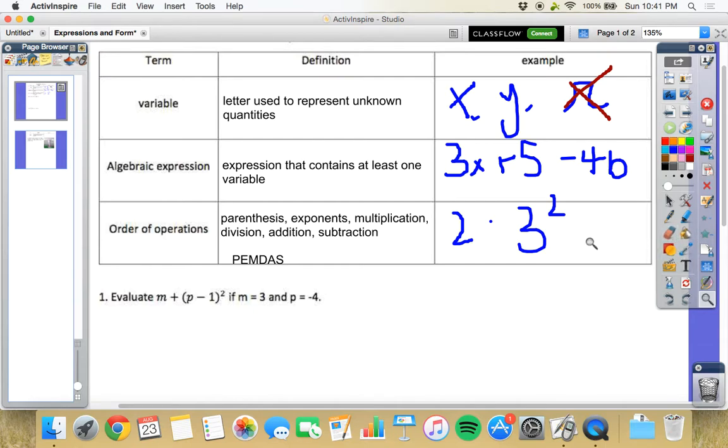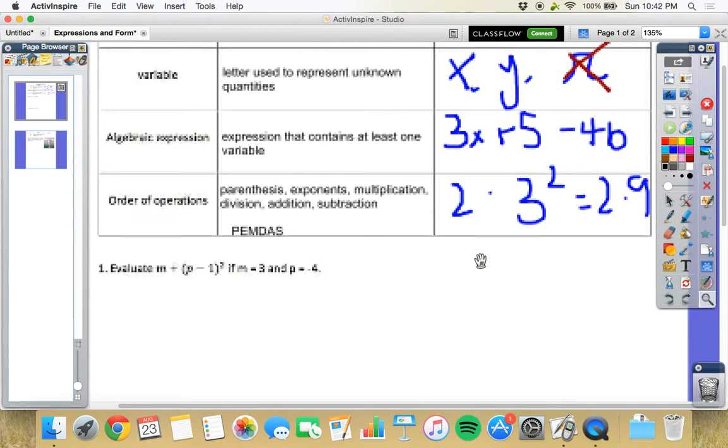The correct way to do this would be, first we say what's 3 squared, and that's 9, and then 9 times 2 would be 18, right? So this would be equal to 2 times 9, and not 2 times 3 and then you square it. So we'll start with just a couple of examples.